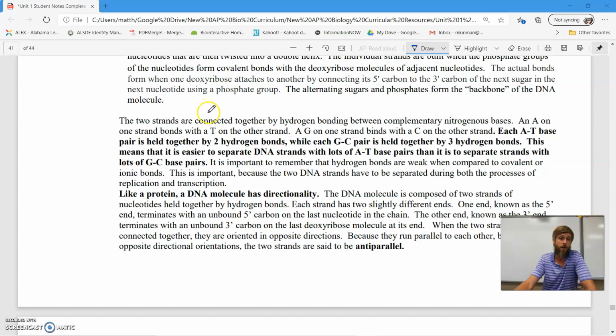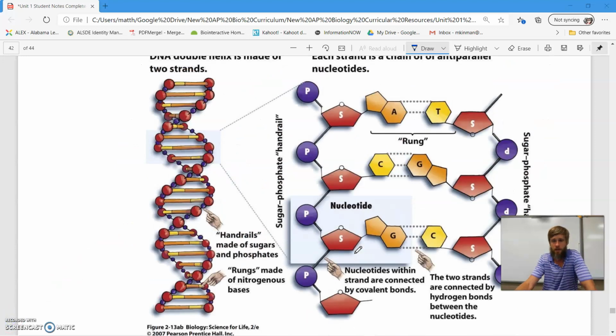The two strands are connected together by hydrogen bonding with complementary nitrogen bases. An A on one strand bonds with a T on the other strand. A G on one strand bonds with a C on another strand. Each AT base pair is held together by 2 hydrogen bonds, while each GC pair is held together by 3 hydrogen bonds.